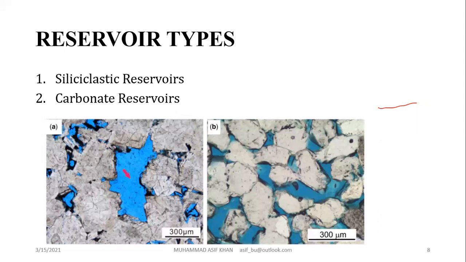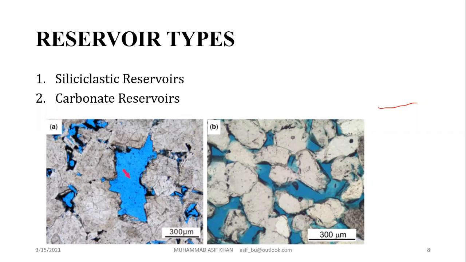Sir, A is siliciclastic and B is carbonate. Please speak a little bit louder. Sir, A is siliciclastic and B is carbonate, sir. Okay, anyone else? I think they both are carbonate. Both are carbonates. Okay, anyone else? Sir, to me, B is a carbonate. I think both are siliciclastic. Okay. Let's move further.